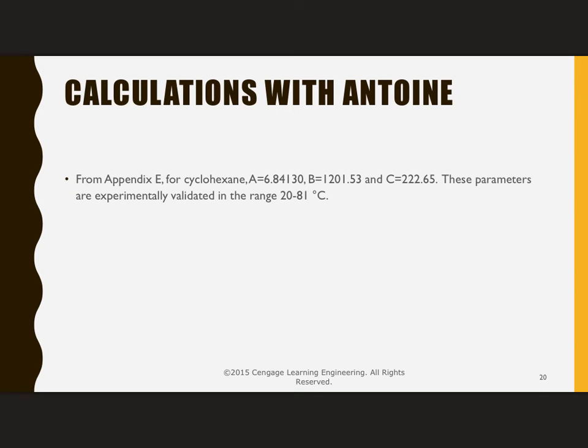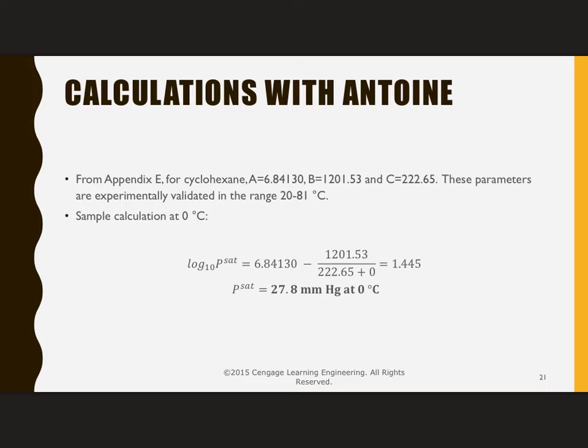The first step in solving this is to find the constants for the Antoine equation. In this case, if you look in Appendix E, A is 6.84130, B is 1201.53, and C is 222.65. These are valid in the range of 20 to 81 degrees C.